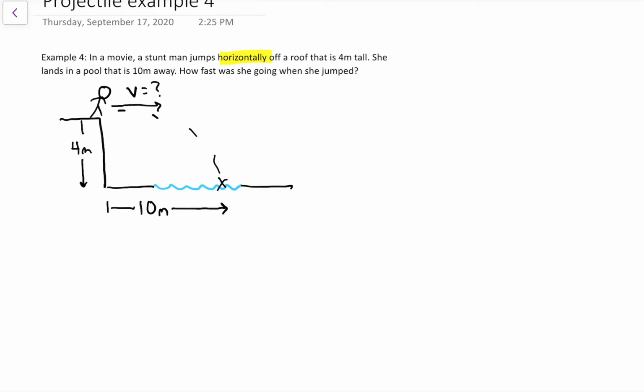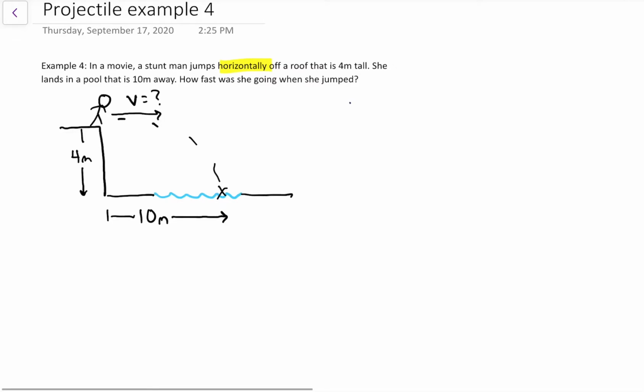From our process, we need time to solve the problem. To get time, we have to start where the question mark isn't. We know enough about the vertical. Since we don't know horizontal, we're going to start with the vertical to find time.